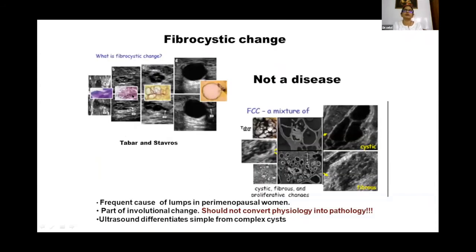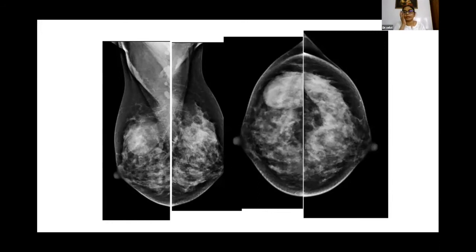This is how it looks histopathologically as well. It's not a disease really, it is more a change, and this is a frequent cause of lumps in the perimenopausal age group. And the most important thing is we should not miss a cancer under the pretext of a fibrocystic change. That is why evaluating this becomes important.